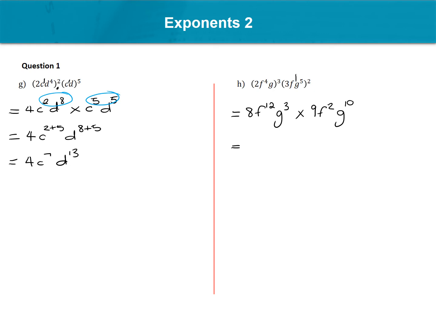Now we're going to have to multiply the 8 times the 9, and you're left with 72. Now when we multiply exponents, we add them. So we have 72f to the power of 12 plus 2, and g to the power of 3 plus 10, which is 72 f to the power of 14 g to the power of 13.